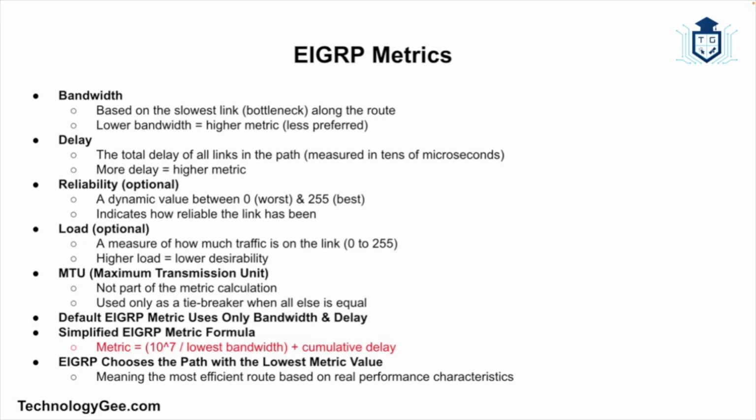Load, which is basically how busy a link is, and it's also scaled from 0 to 255. And then there's MTU, or the maximum transmission unit, which is used in tie breaking and is not necessarily a metric itself. But by default, EIGRP typically uses just bandwidth and delay in its metric calculation, but the other metrics are available if needed.